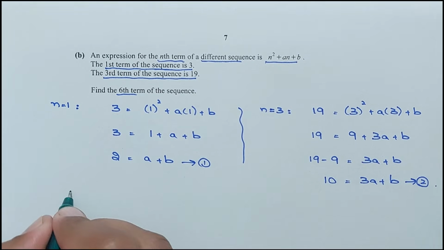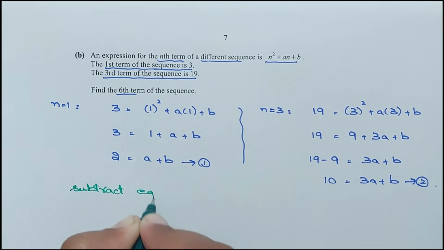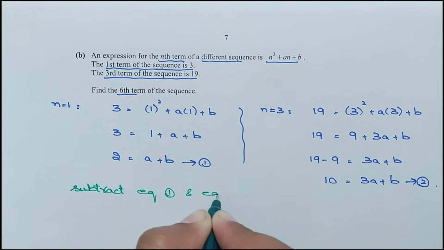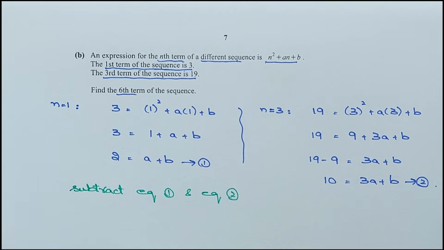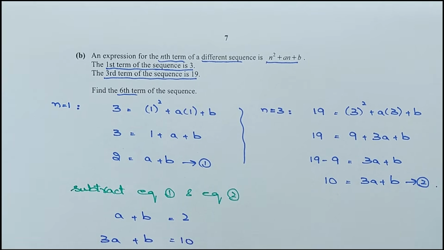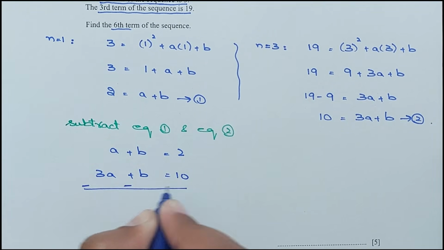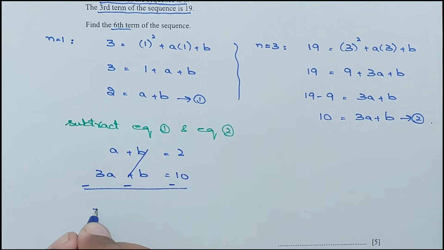So let me subtract equation 1 and equation 2. We have a plus b is 2 and 3a plus b is 10. Let me subtract the two equations by changing the signs. We can get rid of b. So negative 2a equals minus 8, and a would be equal to 4. We got the value of a.